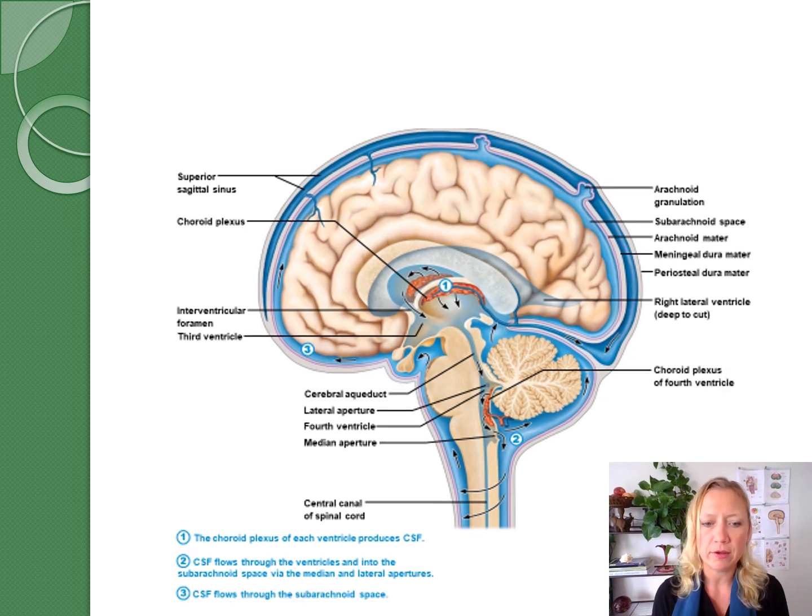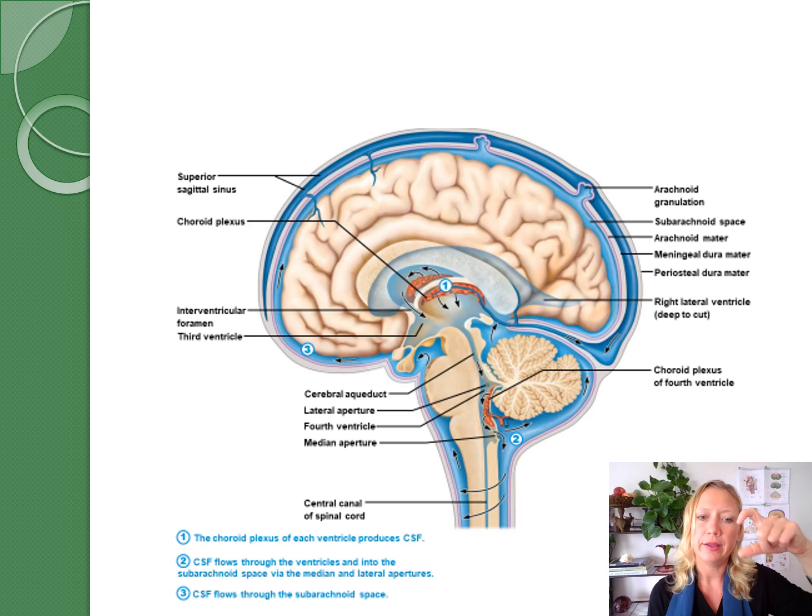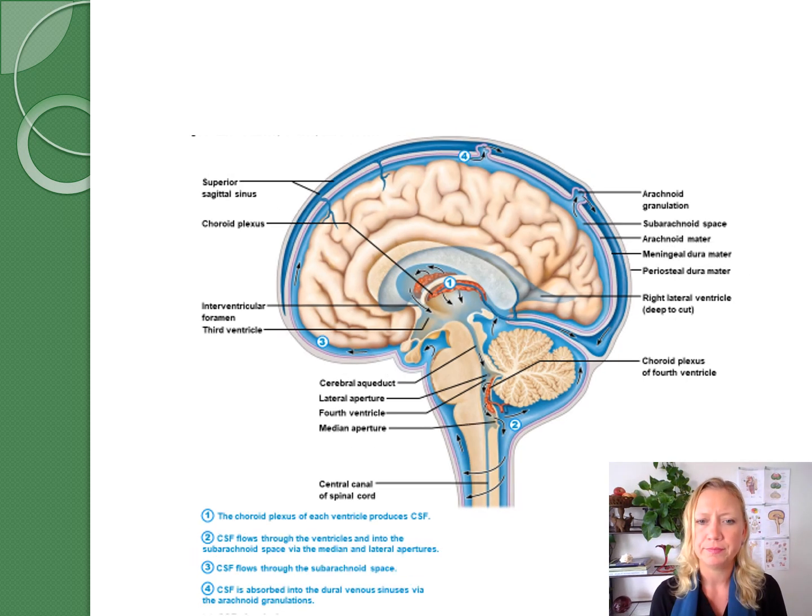Number 3, cerebral spinal fluid flows through the subarachnoid space. So number 3, look towards that frontal lobe area. The kind of bend at the frontal lobe is where number 3 is located. Number 4, cerebral spinal fluid is absorbed into the dural venous sinuses via their arachnoid granulations. So we could see number 1 in the center, 2 underneath the cerebellum, 3 at the frontal lobe area, and then 4 look to the top of the head area. Those arachnoid granulations is what that's referring to, those little bump outs.